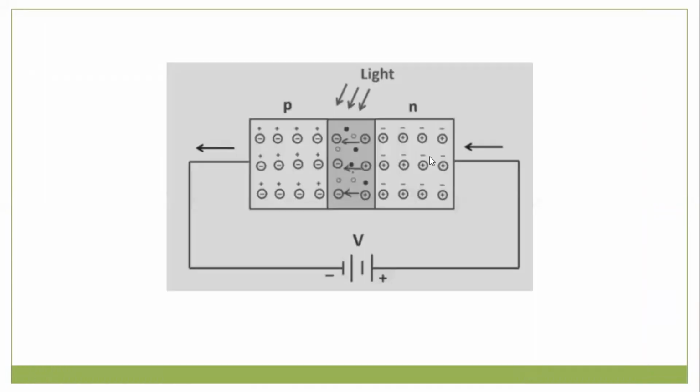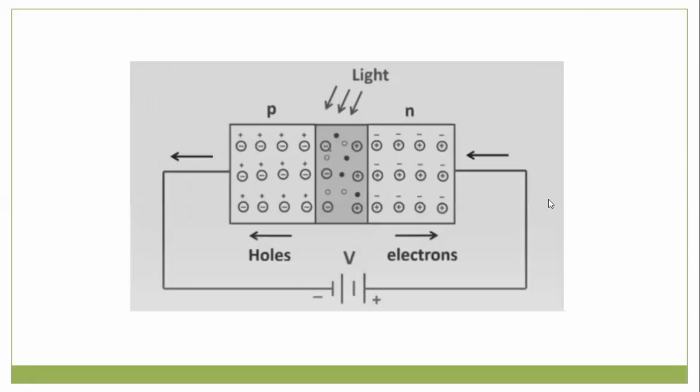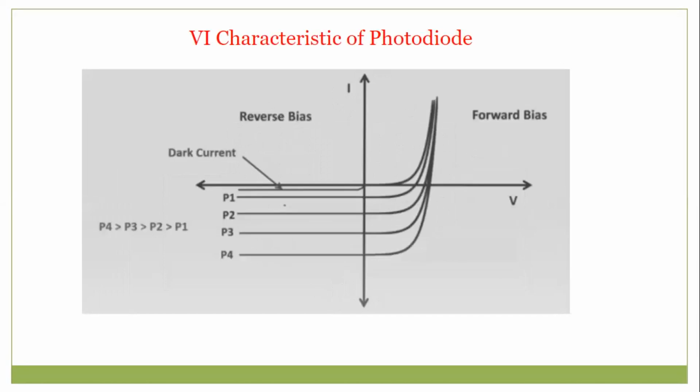If we observe this diagram, when light falls on the junction, excess electrons and holes will be generated. Those excess electrons and holes are attracted by the external power supply. This is the way the current flow takes place in the photodiode. Now we know that photodiodes are used in the reverse bias condition. So the reverse bias condition is used when you use a photodiode.